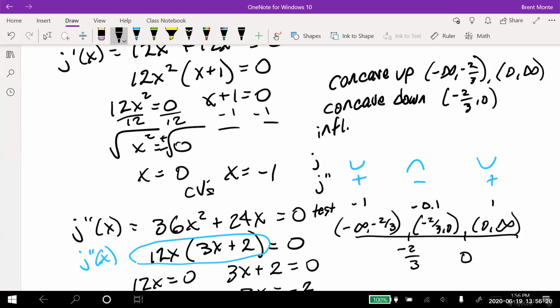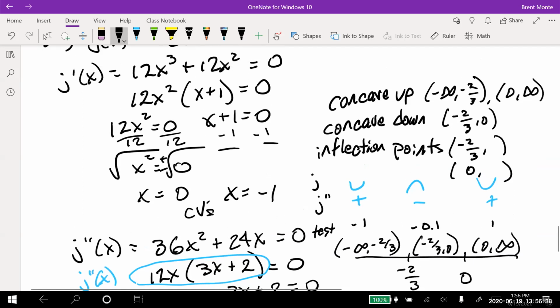Inflection points, there's two of them because it changed concavity twice. One was at negative 2/3 comma something, and the other one's going to be at 0 comma something. Let's figure out what those are. Let's go back to the original function.